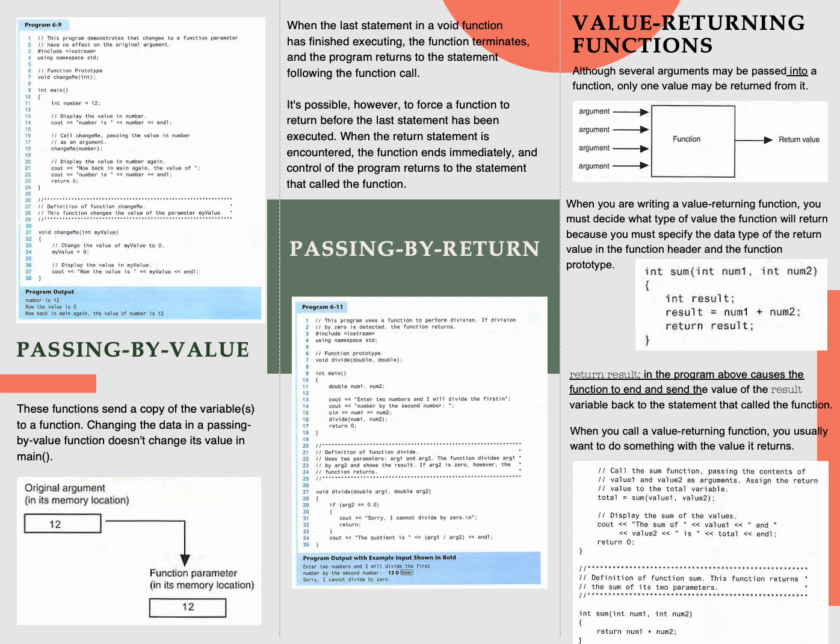Seeing a return result in the program above causes the function to end and send the value of the result variable back to the statement that called the function. When you call a value returning function, you usually want to do something with the value once it's returned.